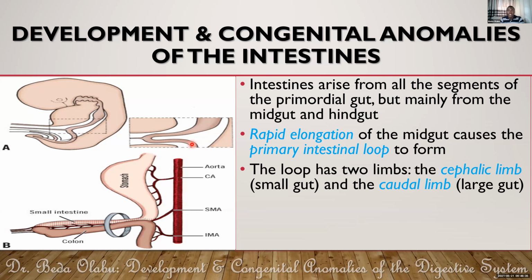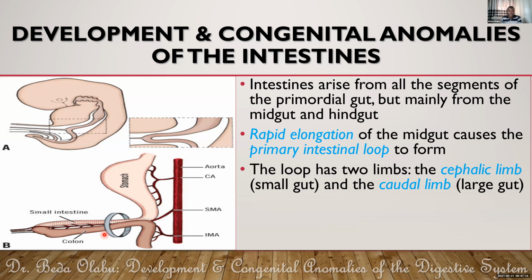The primary intestinal loop can be described to have two segments. The segment near the stomach is called the cephalic limb of the midgut loop. That cephalic limb of the midgut loop represents the small intestines. Then we have the caudal limb of the midgut loop. The caudal limb of the midgut loop represents the large intestine. So that's the loop.